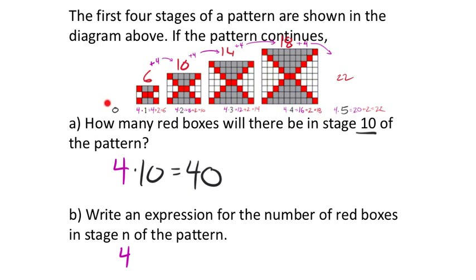Okay, so in this string of finding values, which is really going to help us to figure out the expression as well, we're adding 4 every time, which is where this multiply by 4 thing comes in. But we notice in each of these cases that we're adding 2 as well. So you do the multiplication, which we did right here, and then after the multiplication, you simply add 2. Boom, you get 42 red boxes in stage 10.